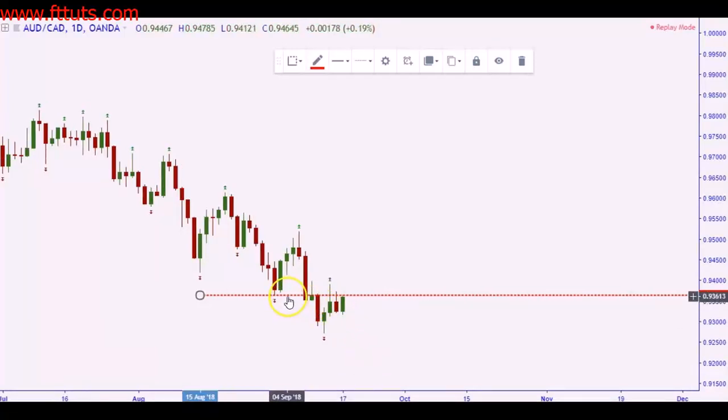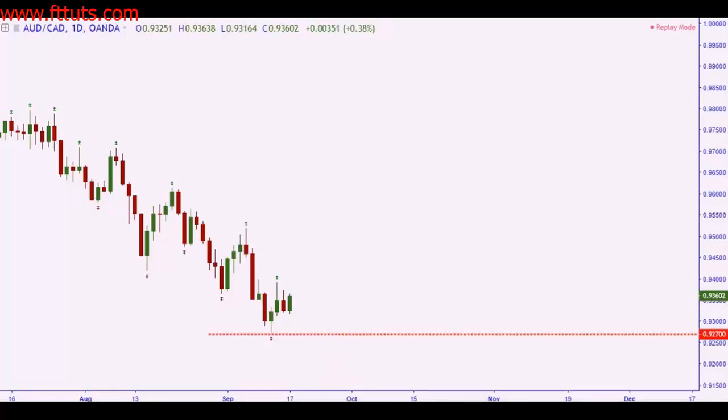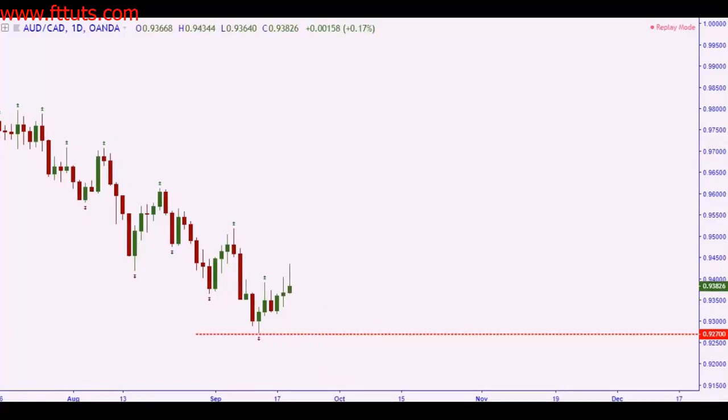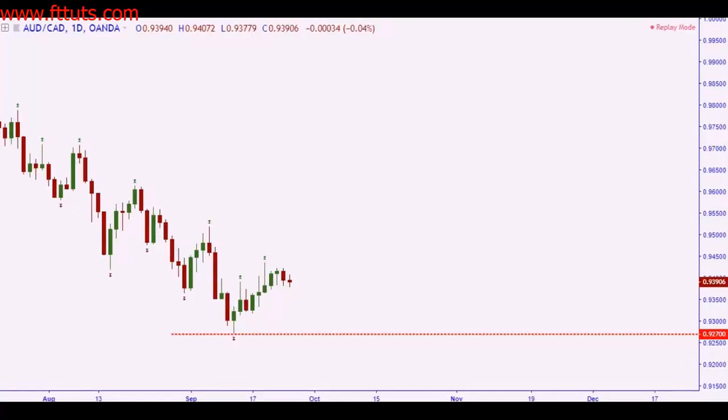Made a new fractal, so we want to look at taking our short there. So now it kind of broke this fractal. It's in between fractal, but we did break this fractal with this candle. So now we may be changing, but we made a new high fractal. So we really haven't violated the high fractal. That's what you want to be concerned with. So we still have the 1, 2, 3. We need to violate either this level or this level to confirm.